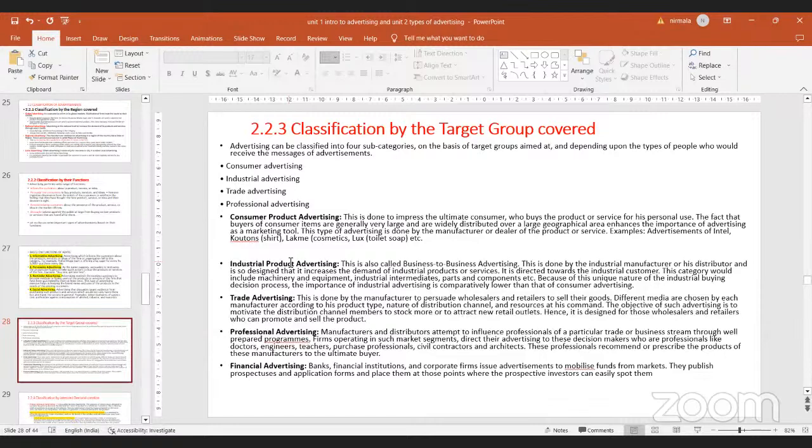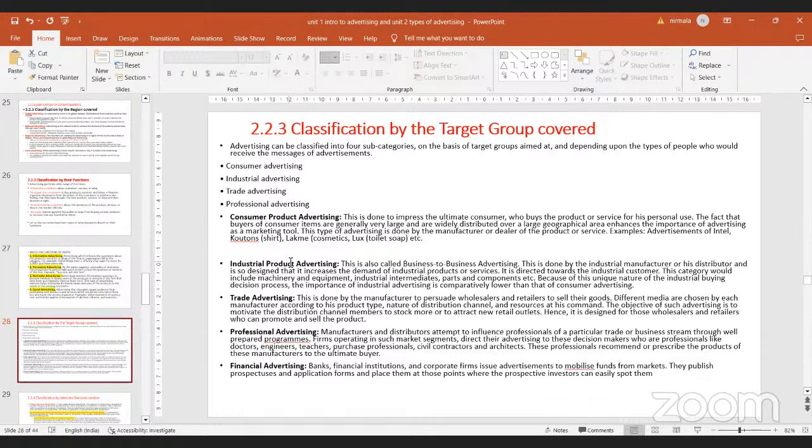And when it comes to industrial advertising, it is generally also called business to business advertising. It is done by the industrial manufacturers to reach out to his distributors or the resellers, etc., so that he may do the business of providing his own products to these distributors or retailers so that his company may get profits. So here his target is the ones who are into the business.